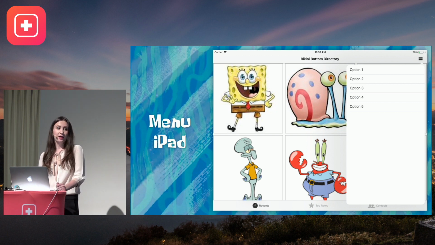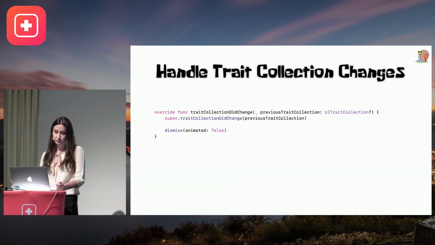But when we change the size class by invoking split view, the system will decide how to change the appearance of the popover. So it will decide to present it as a sheet. And we don't want that because when we go to compact, we want it to be pushed on. So we need to listen for trait collection changes.